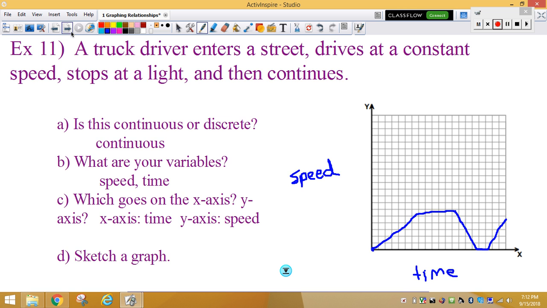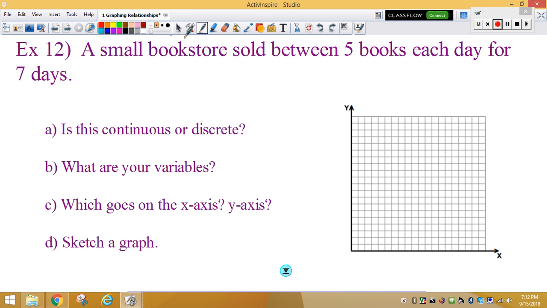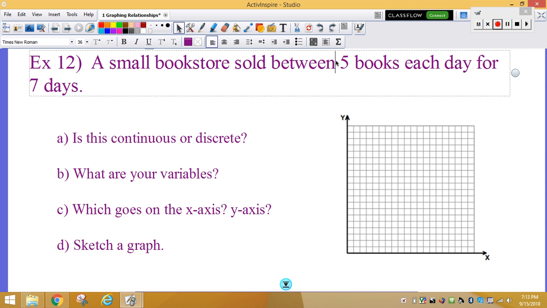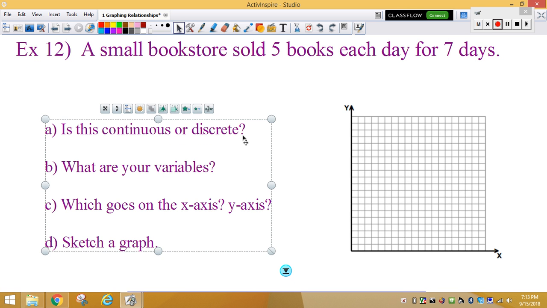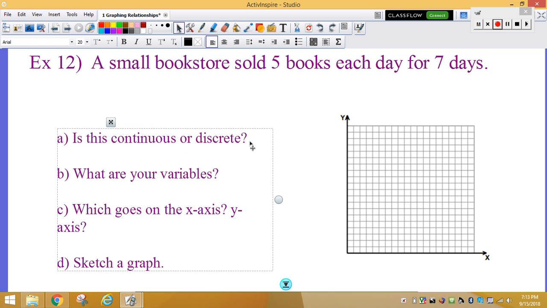Let's do another one. A small bookstore sold... oh, not sold between. Let's just put they sold 5 books each day for 7 days. So is it continuous or discrete? Well, we're talking about books. All right, again, are you going to sell half of a book? No, I hope not. I would not buy half of a book. So this is going to be discrete.